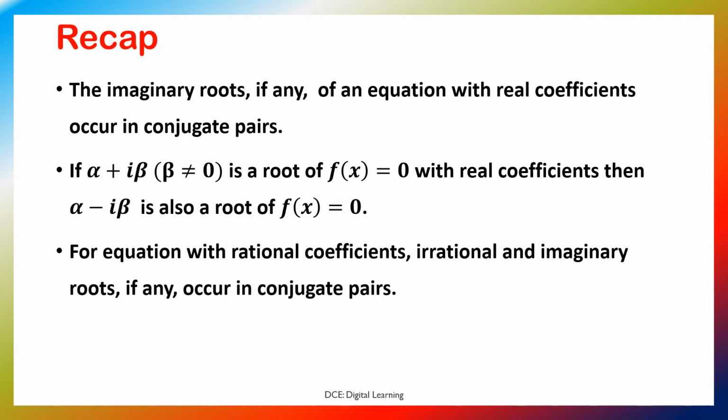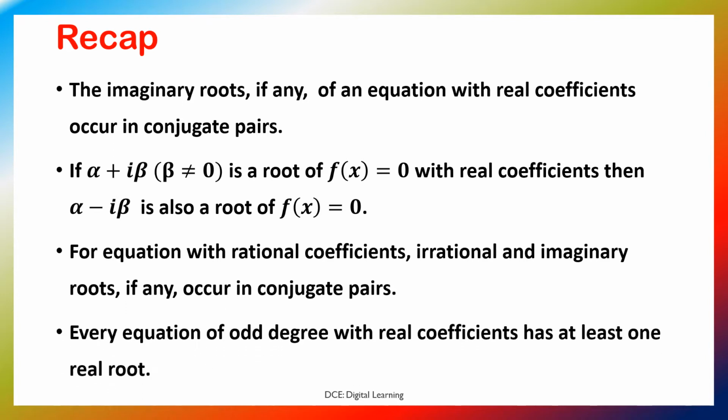For equation with rational coefficients, irrational and imaginary roots, if any, occur in conjugate pairs. Every equation of odd degree with real coefficients has at least one real root.